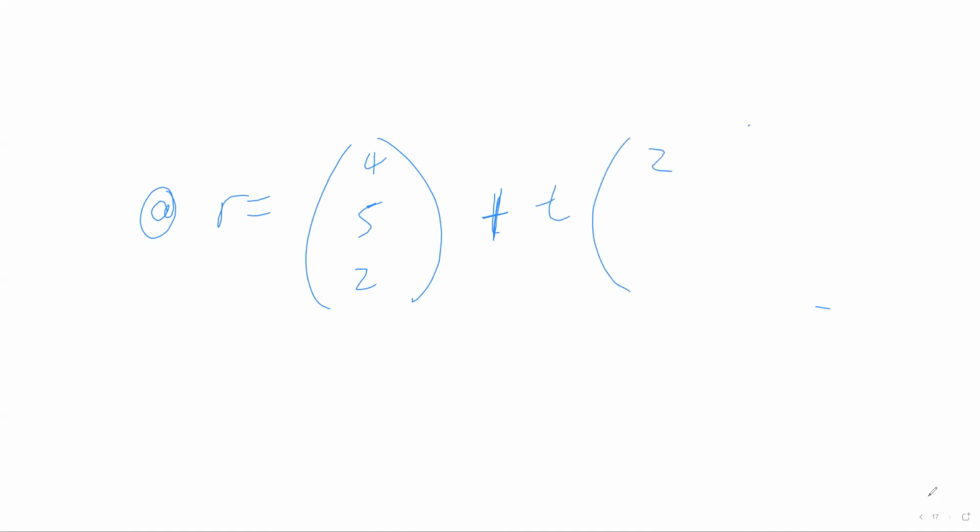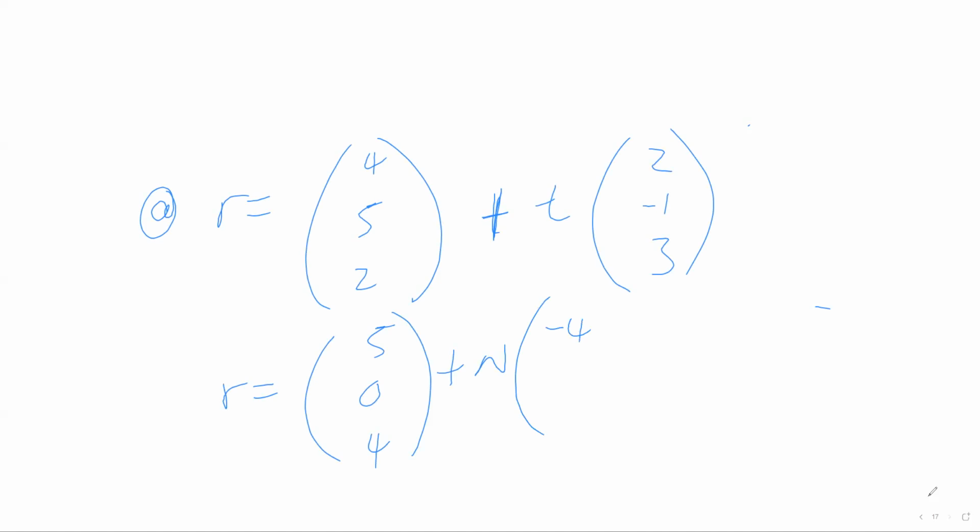So we have this equation here, r is equal to (4, 5, 2) plus t (2, -1, 3). And then we have another equation, which is r is equal to (5, 0, 4) plus mu (-4, 2, -6). That's what we have.